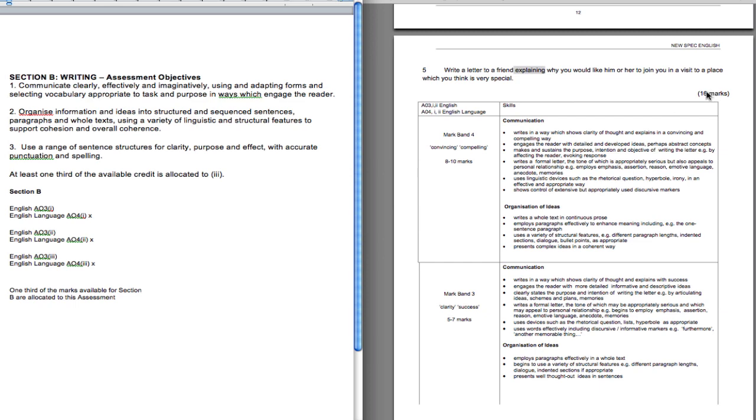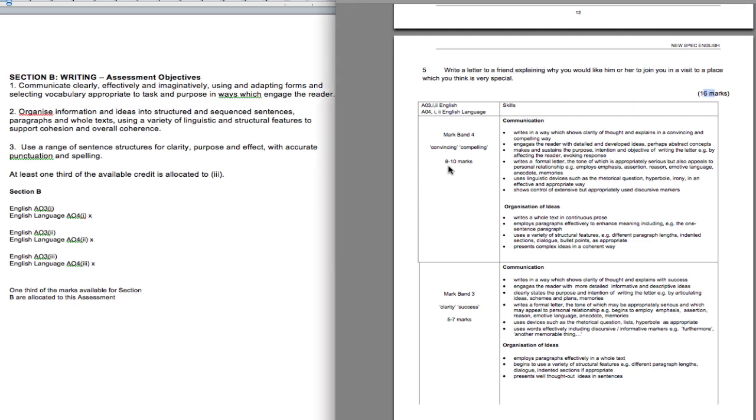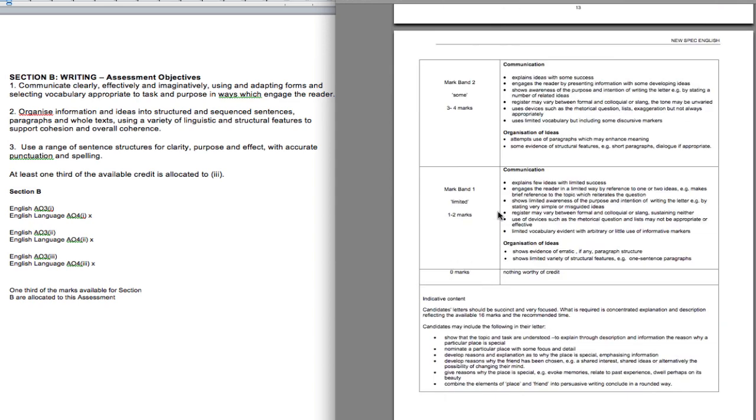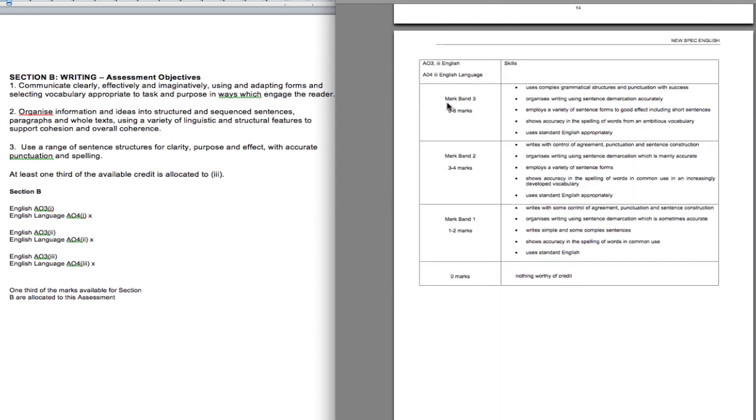Now you notice that here it says it's out of 16, whereas here the marking, the top band, gets a maximum of 10. And that's because 6 marks go to, if I scroll down, 6 marks go to your ability to use spelling, punctuation and grammar properly. So if you use complex grammatical structures, so compound sentences, etc., with success.